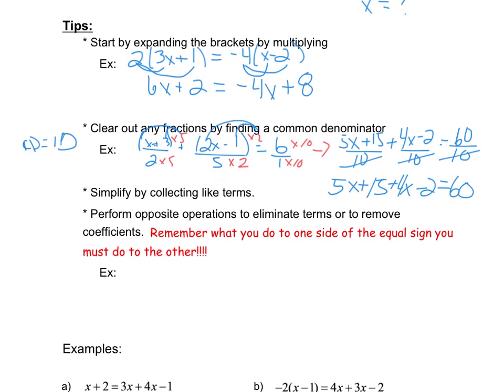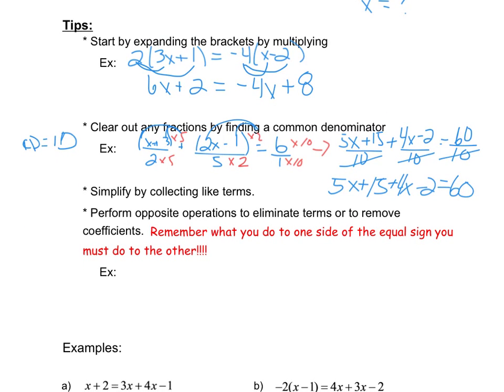The next tip would be, well, you want to always simplify your equation by collecting like terms. So if we look at this example, we can see that the 5x and the 4x are like terms. If we put those together, that gives us 9x. I'm going to write it down for our next example. And then we have the 15 and negative 2. We put that together, that gives us plus 13 equals 60.